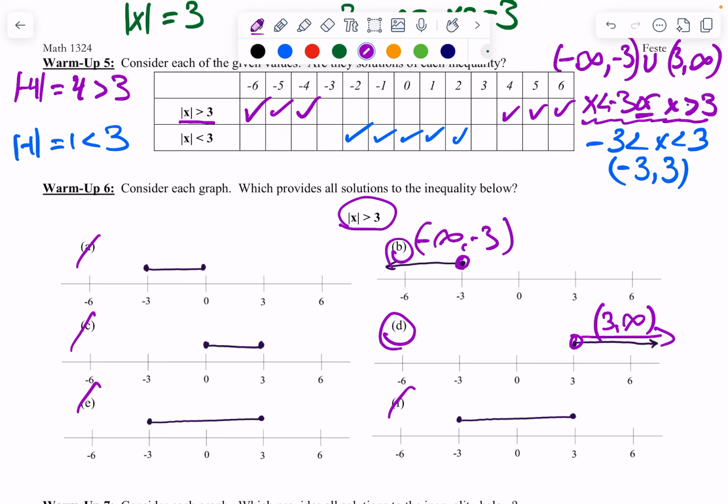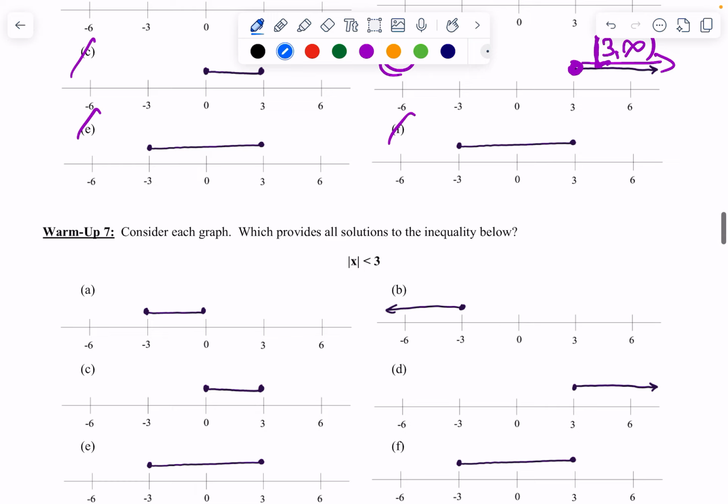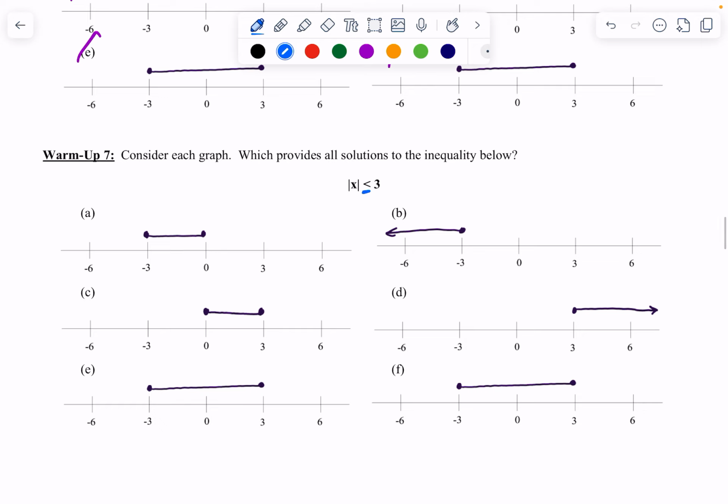Our other option, since these are closed circles, would be that we add the equal sign here, and then it would be a closed circle. Now the -3 and 3 would be inside the bracket. And I think that's what we're going to do here. We're just going to put the equal sign because these are all closed circles.